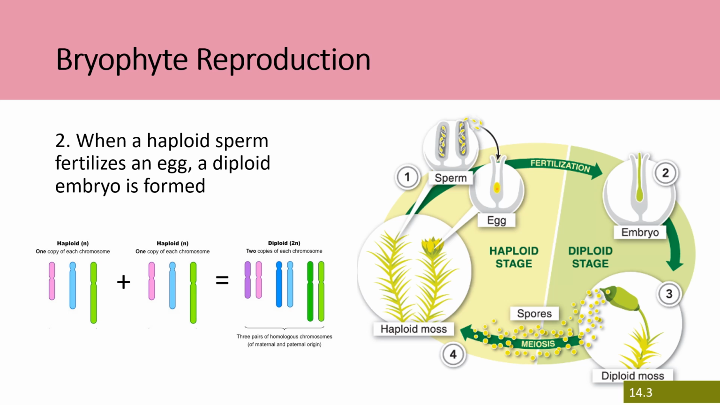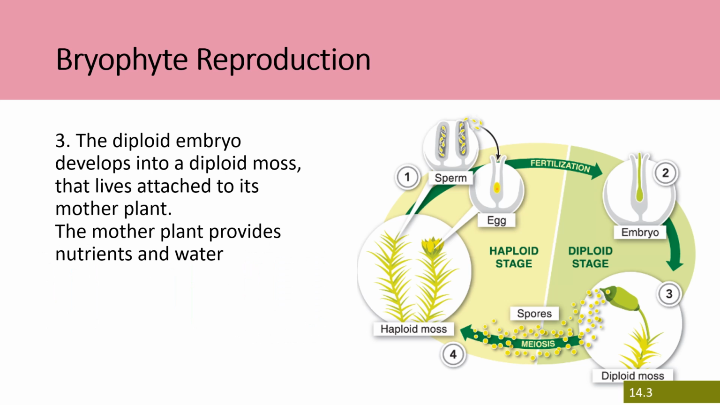When the egg and sperm fuse, they combine their chromosomes and produce a diploid moss, which again are in those stalks above the haploid spongy moss. That diploid embryo develops into an adult diploid moss, but it doesn't grow into a new spongy moss plant. It lives its whole life attached to its haploid mother plant, which provides it with nutrients and water.